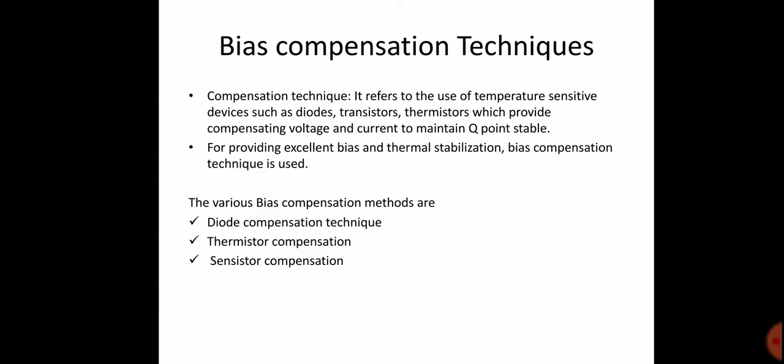Now today we are going to discuss the bias compensation techniques in BJT circuits. This compensation technique refers to using temperature sensitive devices such as a diode, transistor, or thermistor, which provide compensating voltage and current to maintain the Q point, that is the quiescent point or operating point. For providing excellent bias and thermal stability, bias compensation techniques are used. The various bias compensation methods are: number one, diode compensation technique; number two, thermistor compensation technique; number three, transistor compensation technique.